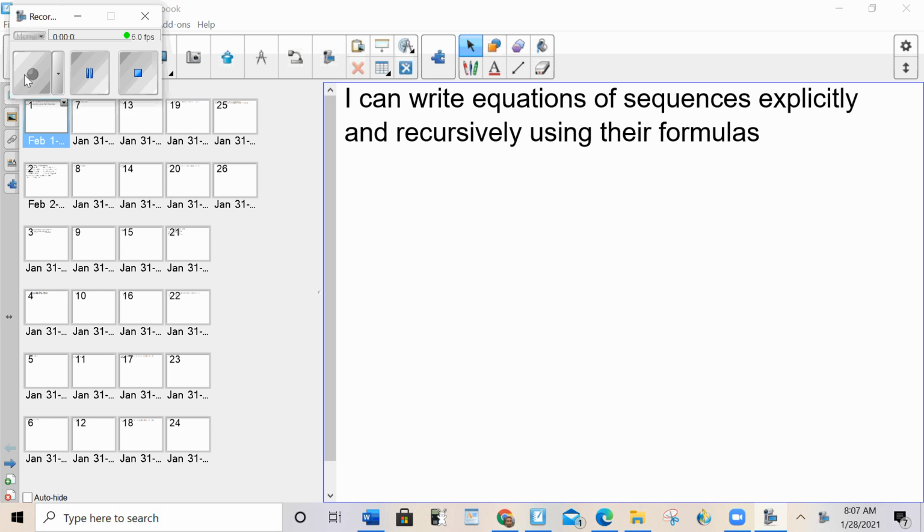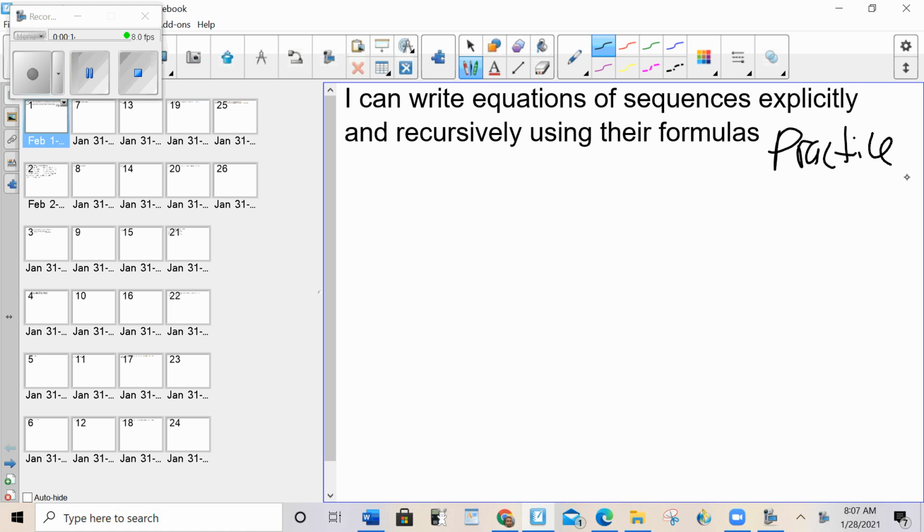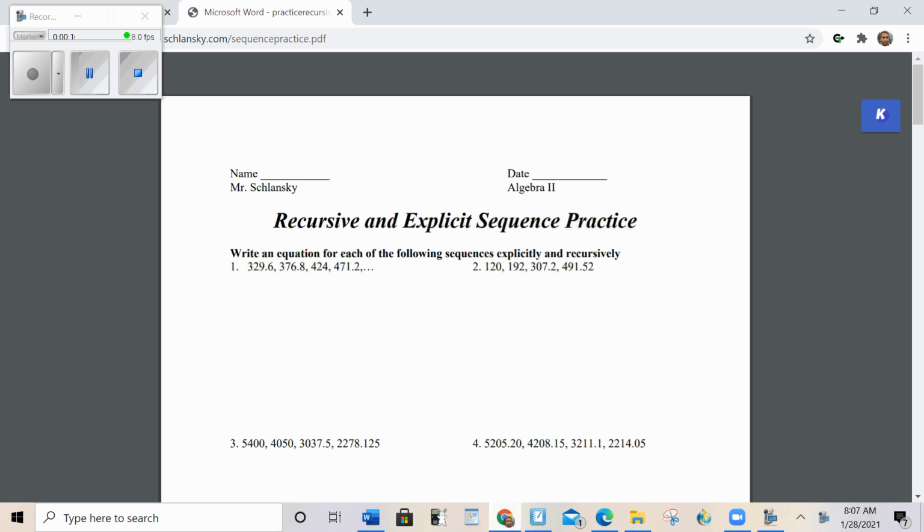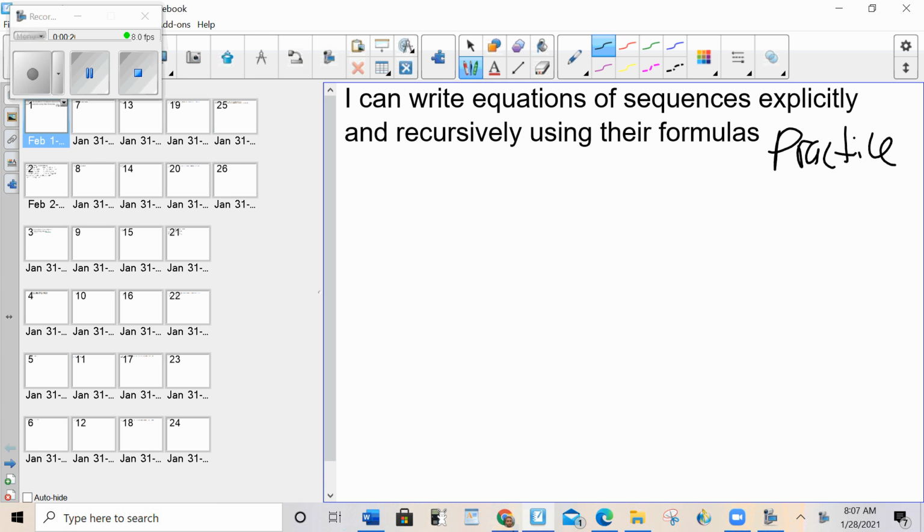Hello everybody! Today I can write equations of sequences explicitly and recursively using their formulas, and this is pretty much your practice day. So this is the worksheet that says something about practice with sequences. In fact, what does it say? It says recursive and explicit sequence practice. So let's talk about what you need to know.